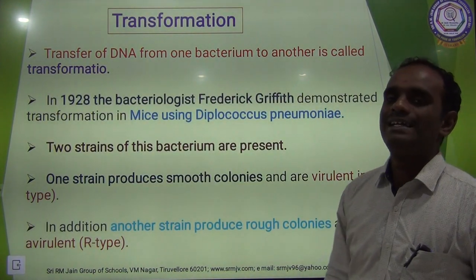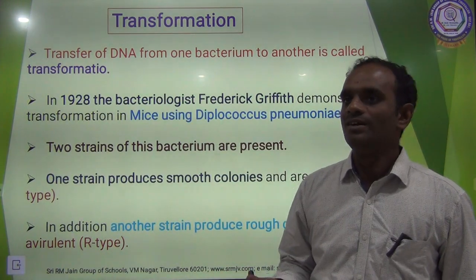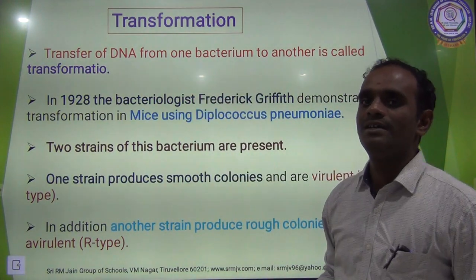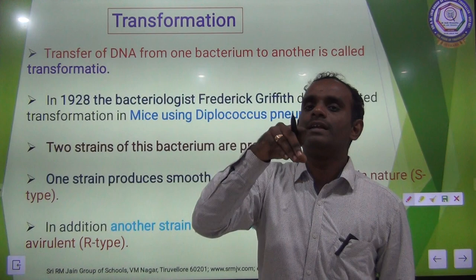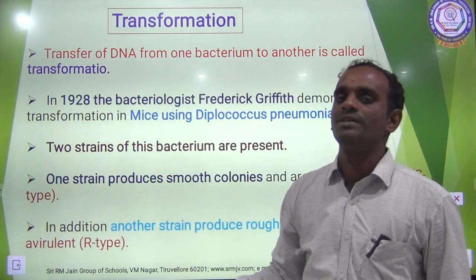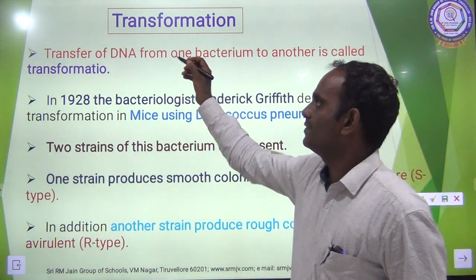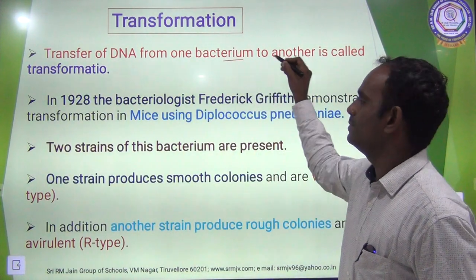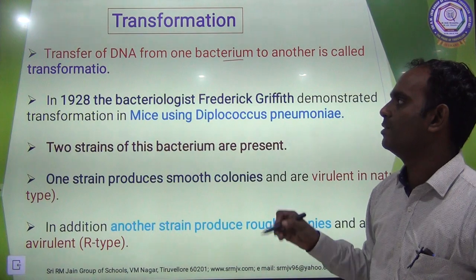The next one is transformation. What is the meaning of transformation? Something is transformed from one place to another, one cell to another. That is called transformation. Clear? So the transfer of DNA from one bacterium to another bacterium is called transformation.